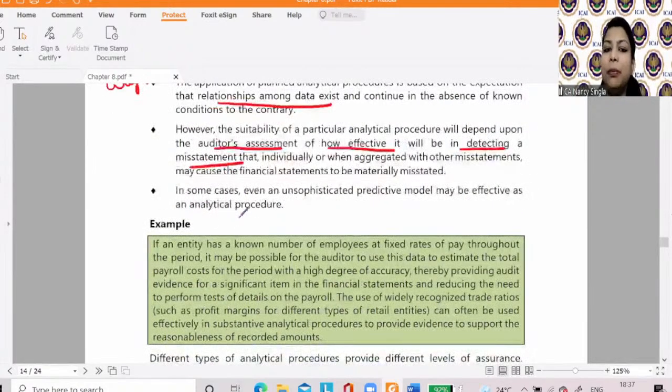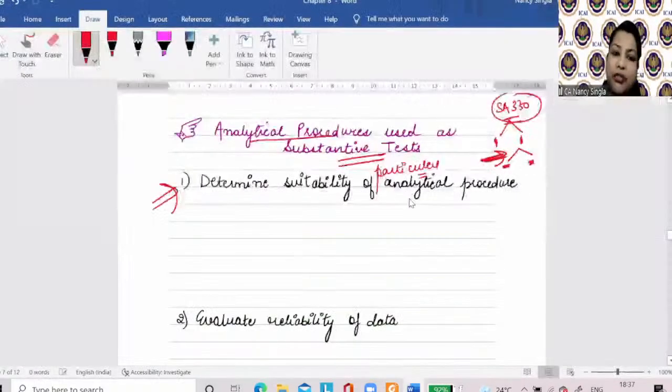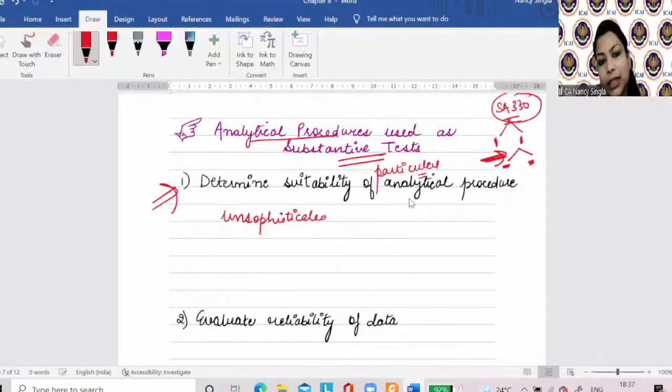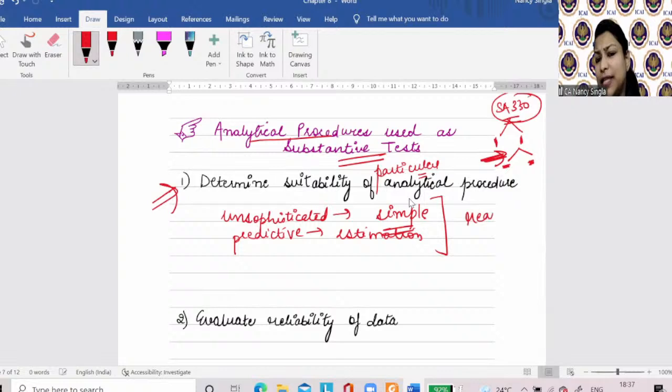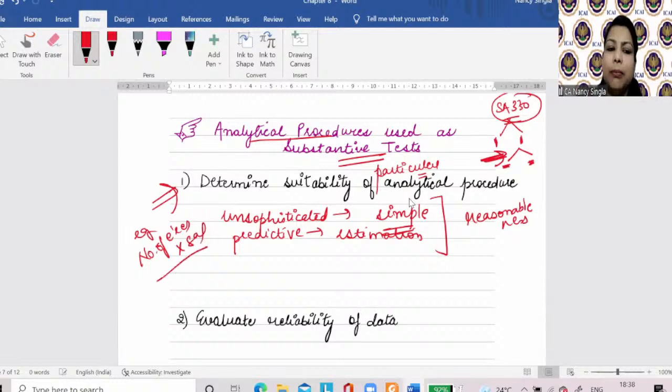Then it says that it might be possible that any unsophisticated predictive model. Now, what is meant by an unsophisticated predictive model? The dictionary meaning of unsophisticated is very simple. Predictive is your estimation. Okay? So I can say a reasonableness test is an unsophisticated predictive model. It is just the number of employees, for example, number of employees multiplied by salary per employee. So what is it giving? It is giving a reasonable amount of salary.